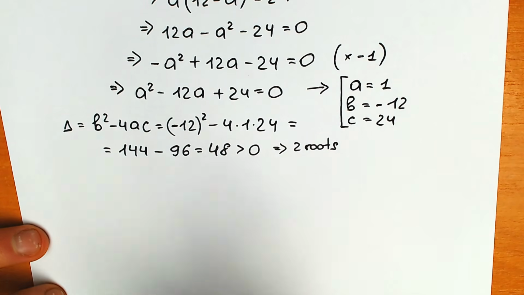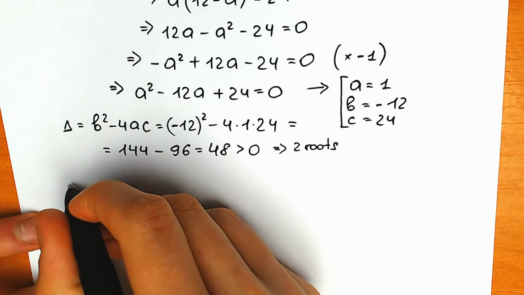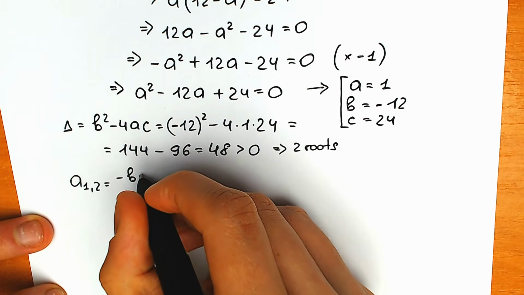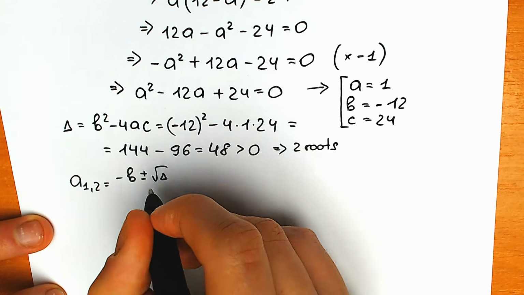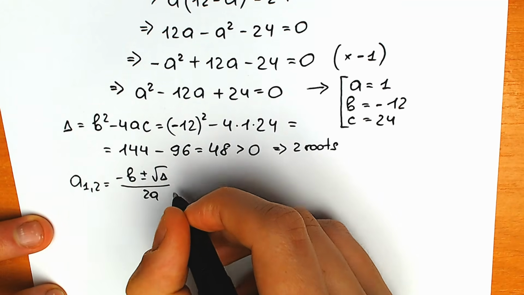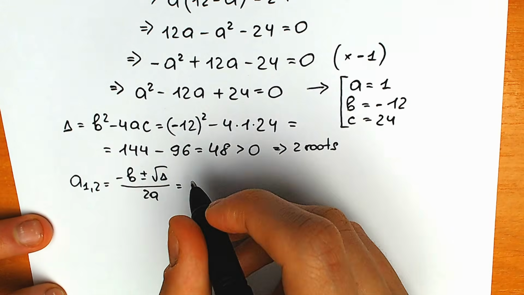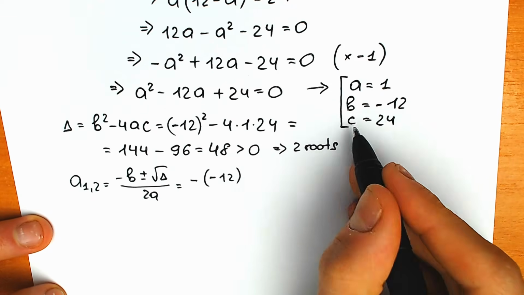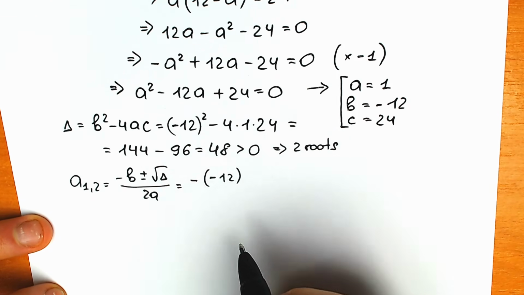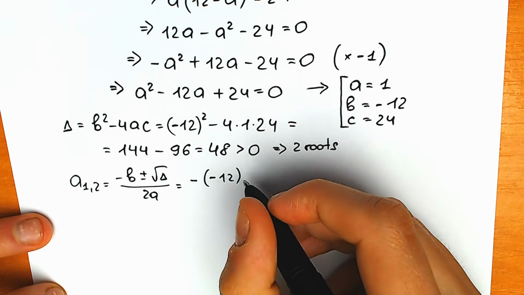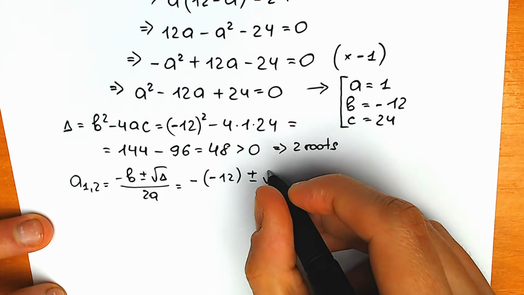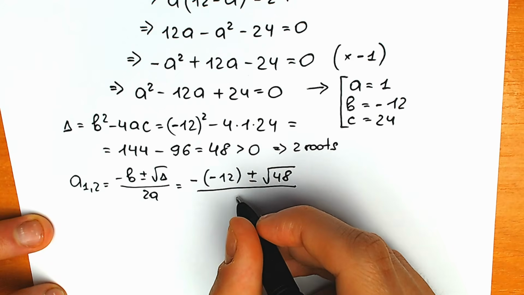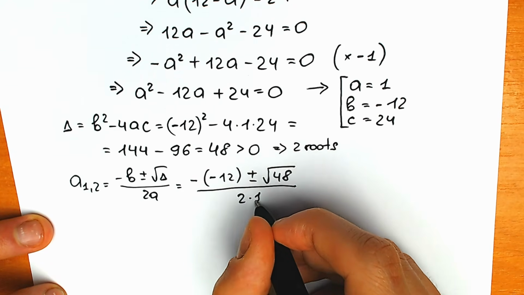So right now let's plug in this discriminant. We have a first and a second equal to minus b plus minus square root of the discriminant, all over 2a. So minus b, minus minus 12. We know these coefficients, and we know the discriminant right here. So let's plug in everything: plus minus square root of 48, all over 2 times a, times 1.